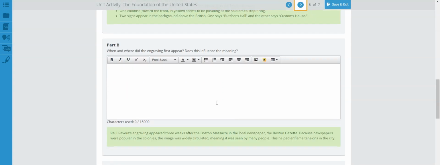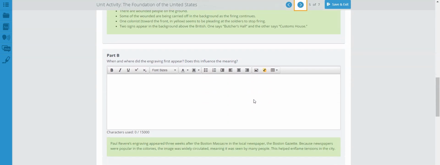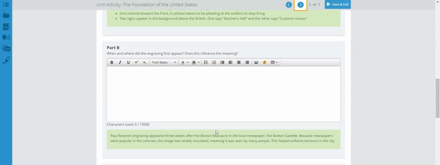Let's move on. Part B. When and where did the engraving first appear? Does this influence the meaning? Please make sure that you find out. If you're unsure as to where the image appeared or when it appeared, look online. Do some research and you will have answers here. And please make sure you answer the second part. Depending on when or where it appeared, does it really influence the meaning of the image? If it does, yes, explain why. If it doesn't, well, explain why also.